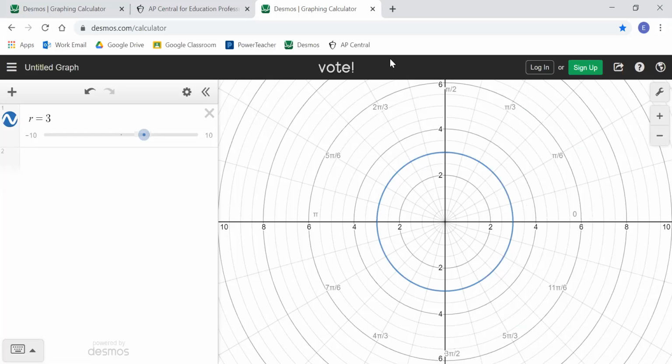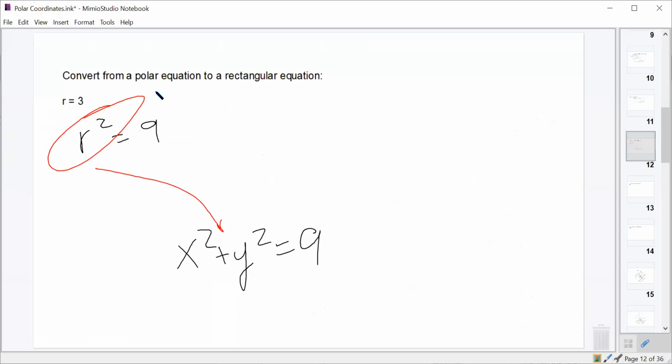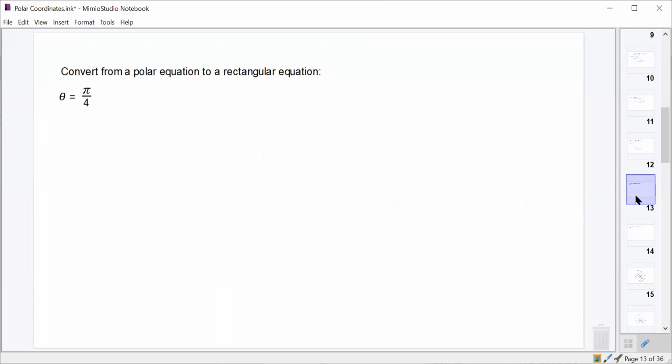Good. All right. Okay. So you'll want to know that anytime you just see r equals a number, that is always just a circle in polar coordinates. It's a circle with that radius, and it's centered at the origin. Cool. What about this? If it's just an angle, we won't be able to grab this one in Desmos, but what is theta equals pi over 4? What do you think that's going to look like?